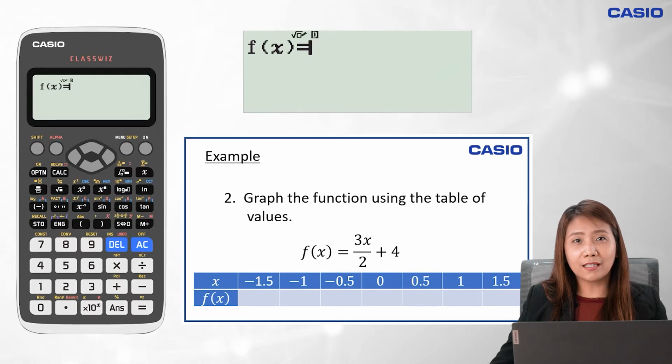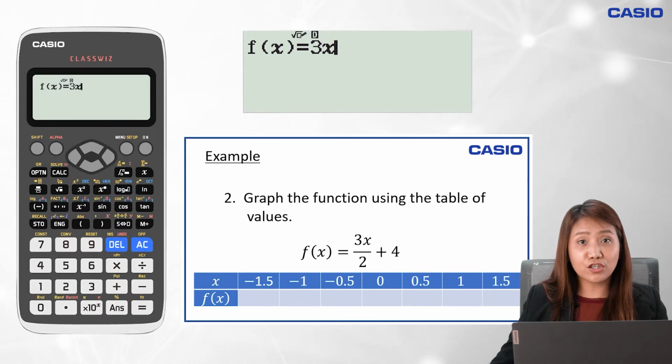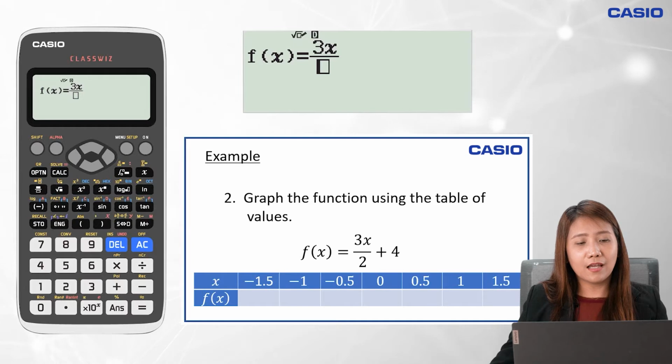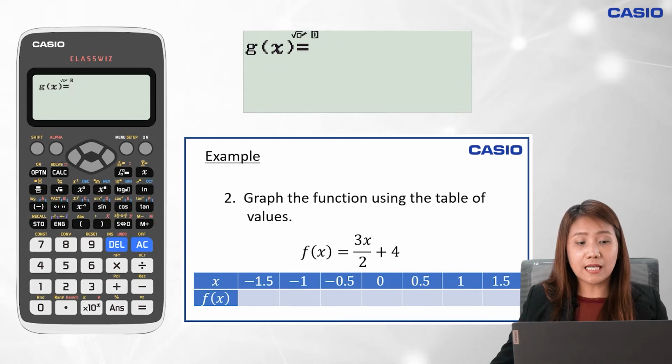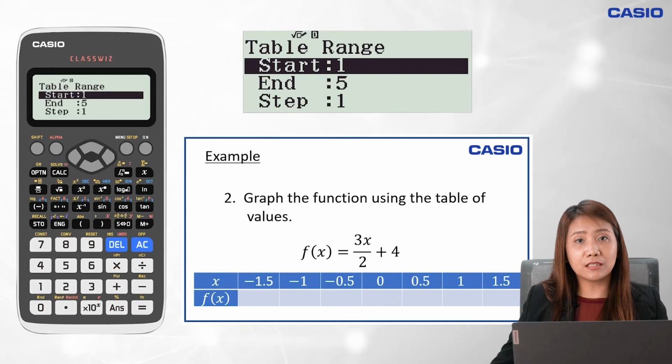Input the function, that is 3x, followed by the fraction key. Then we input 2 in the denominator, arrow right, we input plus, followed by 4. Press equal sign twice, and it will direct us to the table range. For the table range, we follow the values from the given table. For start, we input the first value in the table, which is negative 1.5.